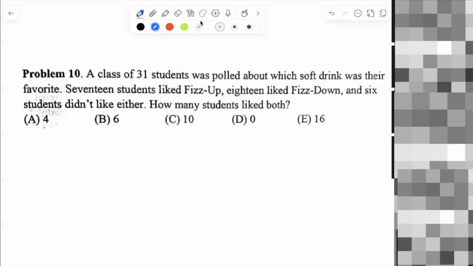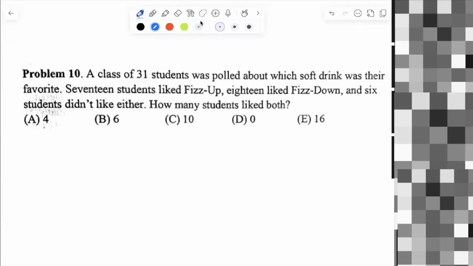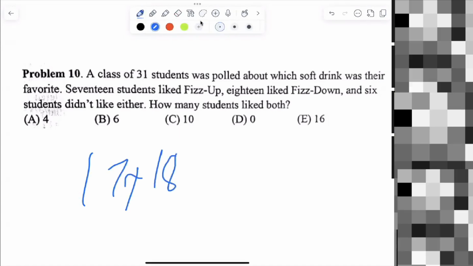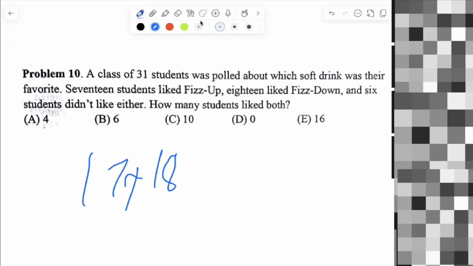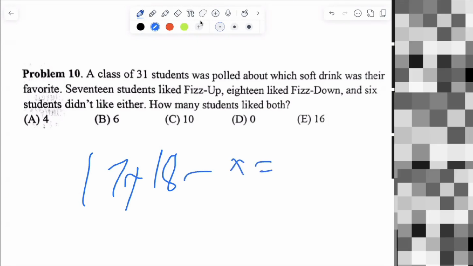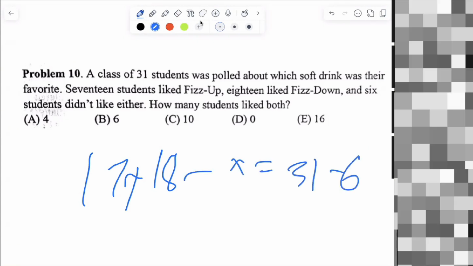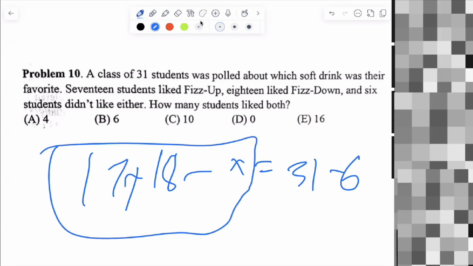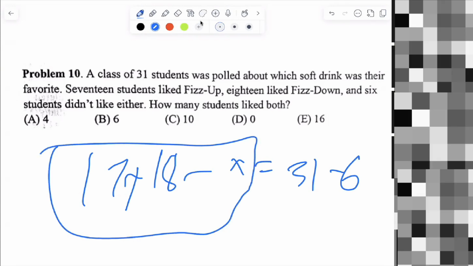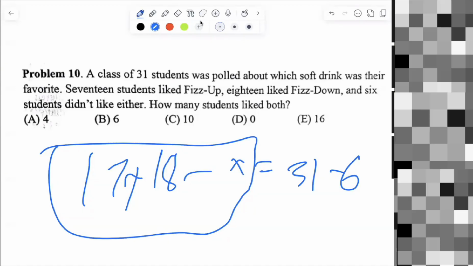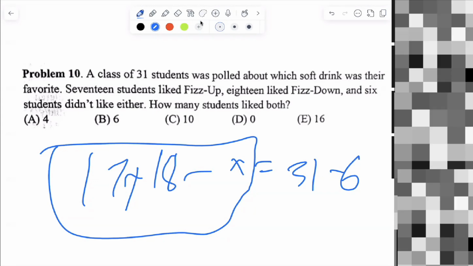All right, so let's get started with this question. So basically, it's 17 plus 18 first, and then we knew that 6 didn't like either. So 17 plus 18 minus x is equal to 31 minus 6. Now let's explain this. We're gonna first do the PIE method. This is the PIE method we're gonna use so that we can find how many students like one or the other. We're gonna let x be the number of students that like both, right?